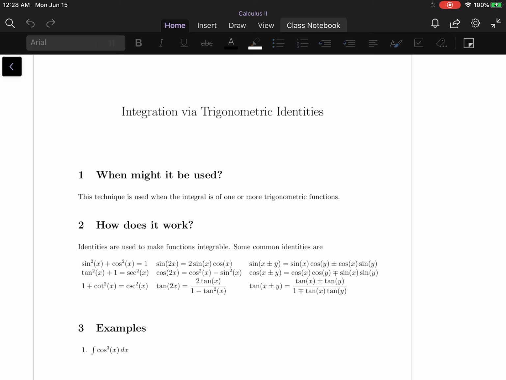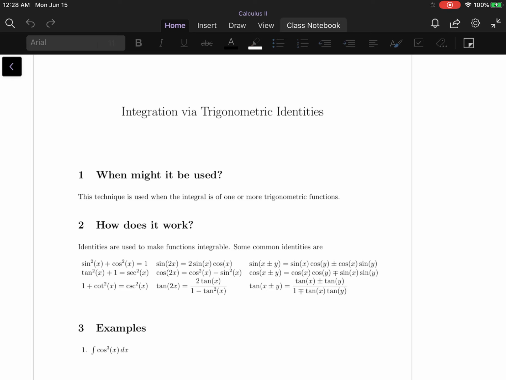Let's take a look at this first integral here, which is the integral of cosine x cubed. The cosine is cubed, not the x. And when I look at this, I don't know the integral of cosine to some power other than 1. But I do know that if I pull out a cosine squared, I can manipulate that into a sine term using this first trig identity up here.